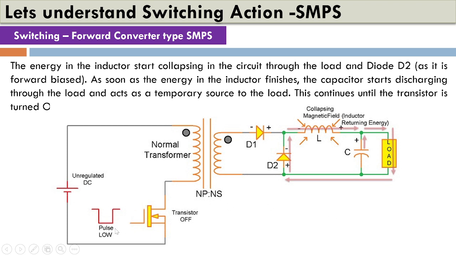So when the transistor is off, the stored energy in the inductor as well as the capacitor now acts as a source for the load till the switching transistor again switches back on. So this is how a forward converter type of SMPS actually works, and we get a regulation. Since we are switching the primary side and achieving regulation here, we do not require any specific voltage regulators on the secondary side. So this is how a forward converter type of SMPS works.